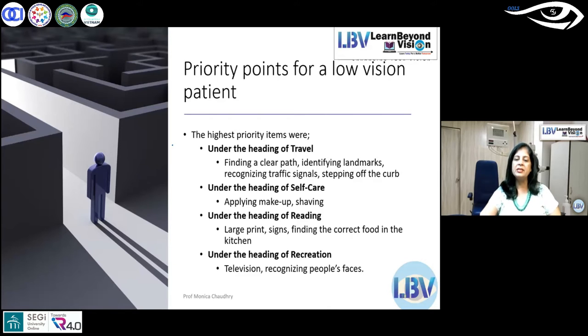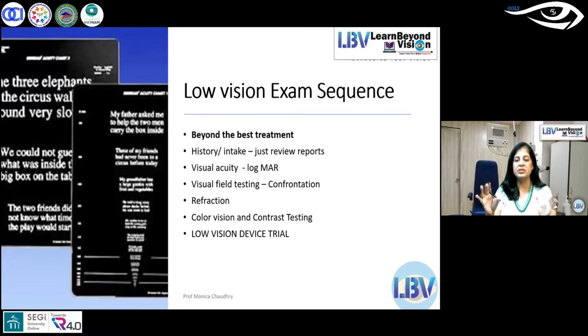So independence is most of the time about traveling, self-care. Can you imagine applying makeup? I had a very high profile low vision patient. For her, it was, I do attend gatherings with my husband. He was a very high profile person. She's 70 years old, but she still says, I need a device for my makeup because I can't ask my maid to put on lipstick for me. Reading, finding food in the kitchen, and even when the food is on the table, eating, recreation, television, all these are part of life, and it's not the vision screen.